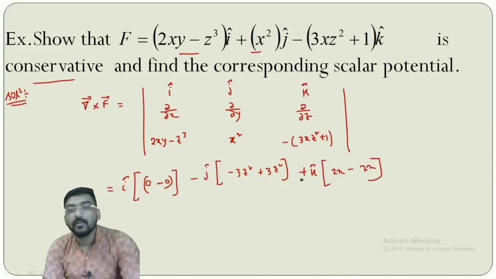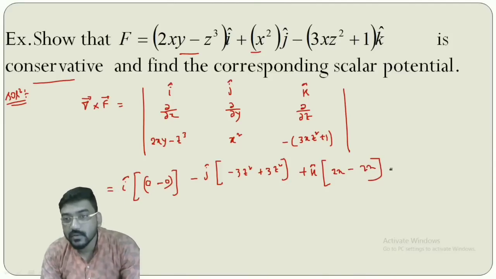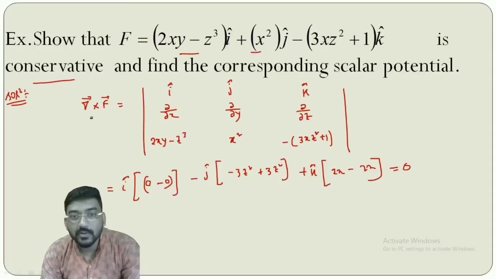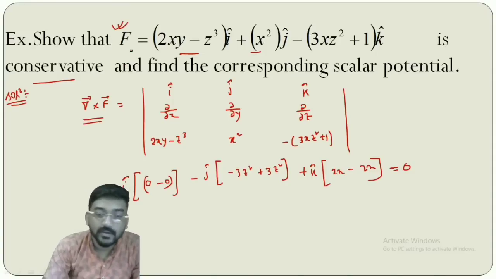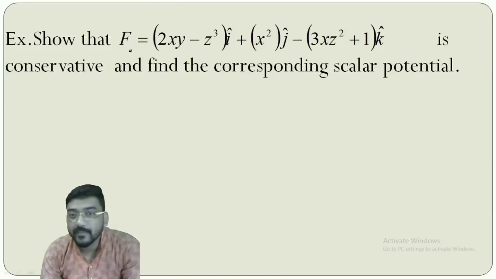So each and every component is 0, you can see. So it will be 0 obviously. So curl of f is equal to 0, which means this function f is conservative in nature. Now let me find the corresponding scalar potential.